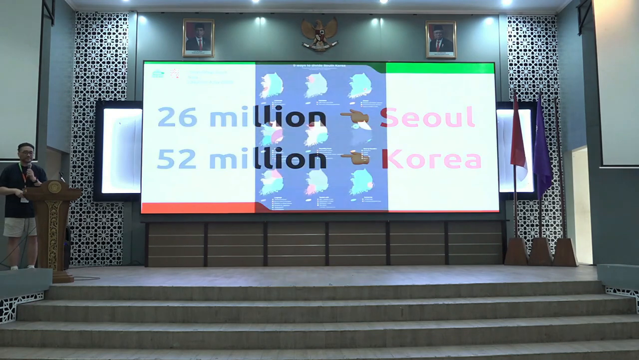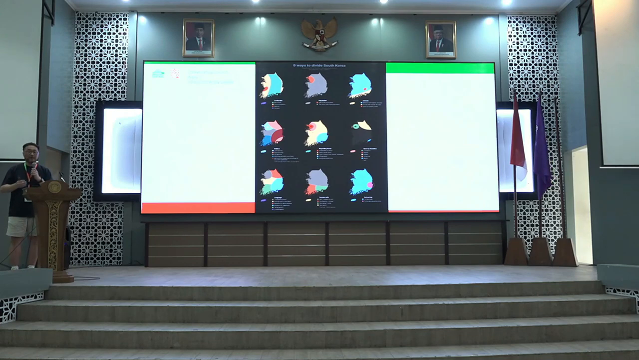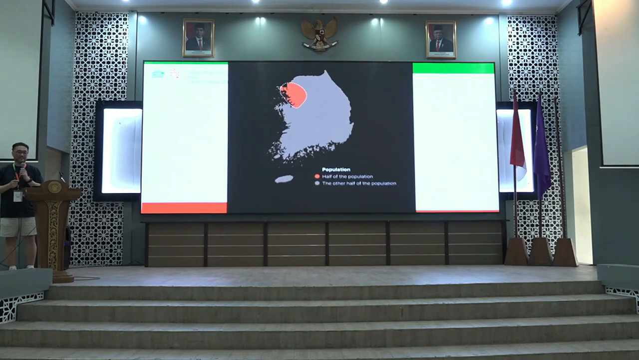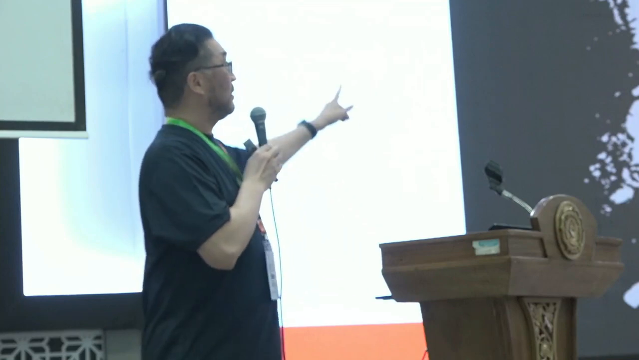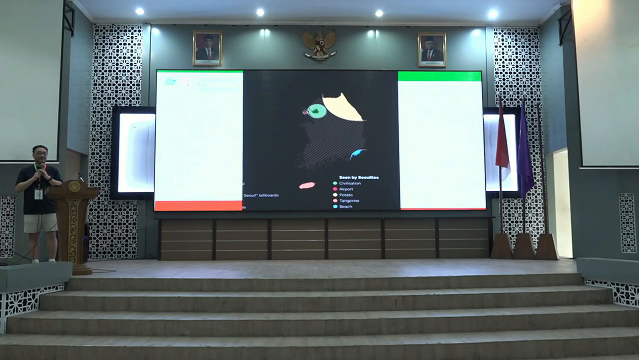Let's dig into it. This is an infographic published on Reddit in 2022, which is 9 ways of viewing South Korea. It caught our eyes because this figure is representing the number that I showed you before. That means that the red area is Seoul and its suburb, and 26 million people live in that area only. And the rest of the land and the other half of the population live in the rest of South Korea. That actually leads to another interesting fact.